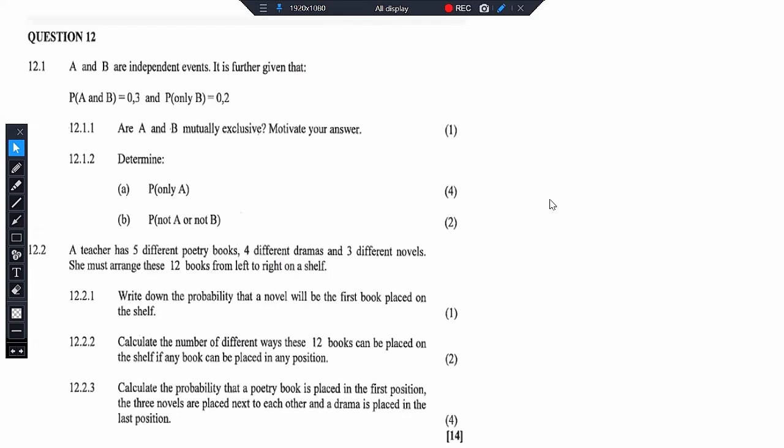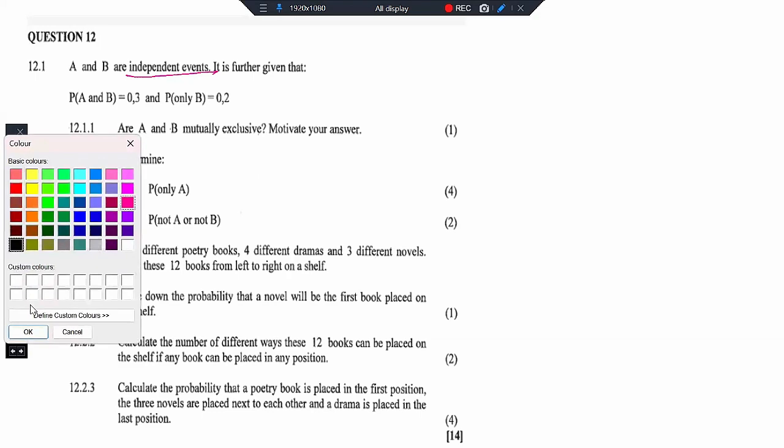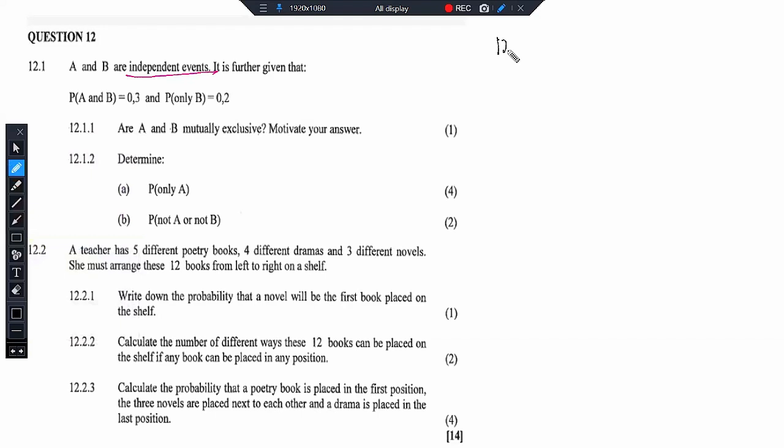Okay, so we have question 12. It says A and B are independent events. Note that, independent events. It is further given that the probability of A and B, the intersection between the two events, is 0.3, and the probability of only B is 0.2. Now, 12.1.1 says, are A and B mutually exclusive? Motivate your answer. So we know that one. It's a big fat no. Why? Because the probability of A and B is not equal to 0, right?